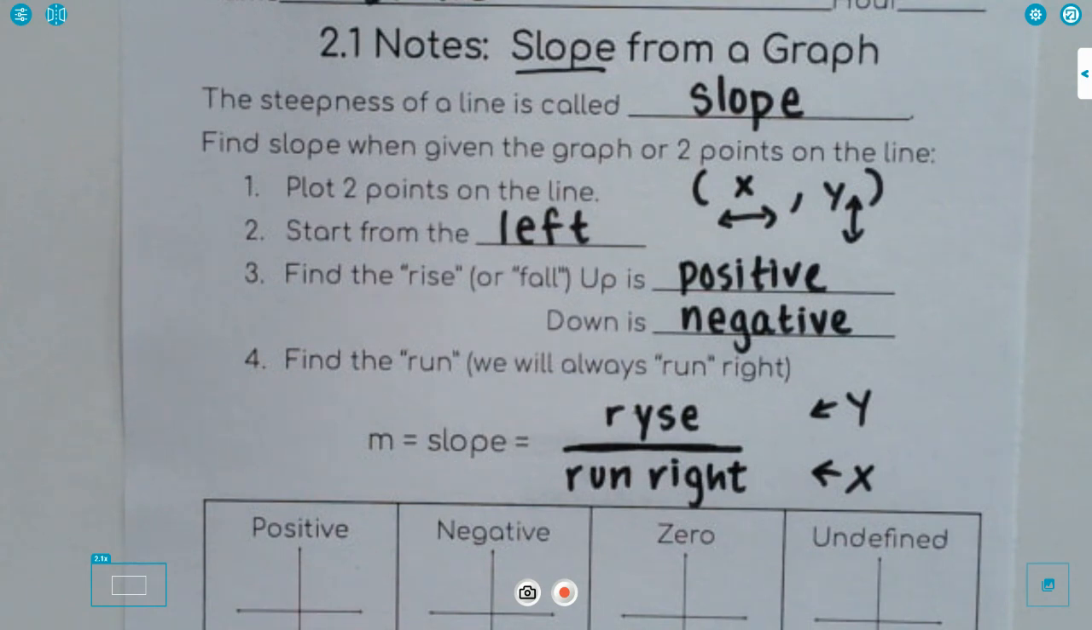Okay, so there's all just our general info. I'm going to show you just a sketch of all 4 different types of slope that we might have. And then we are going to find our slope on a couple. And then your assignment's literally 8 problems long because the graphs take up a ton of space.